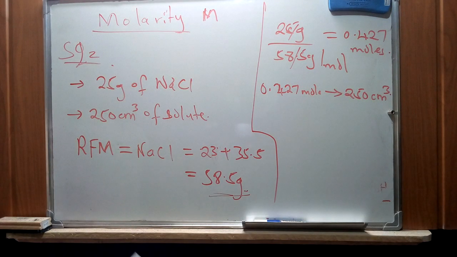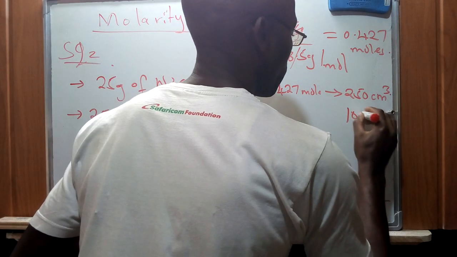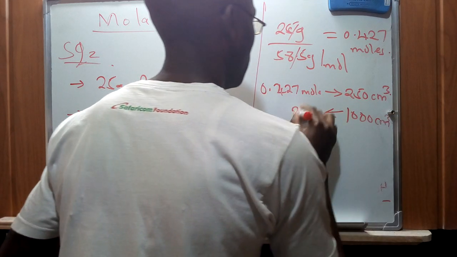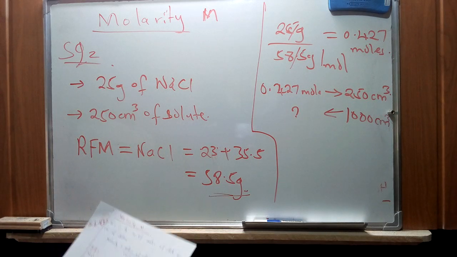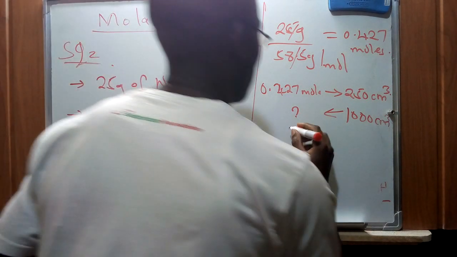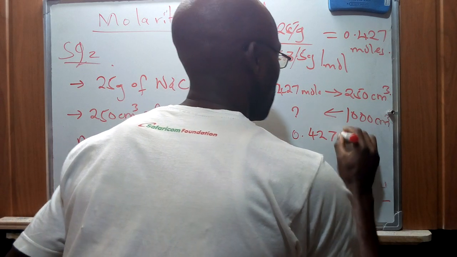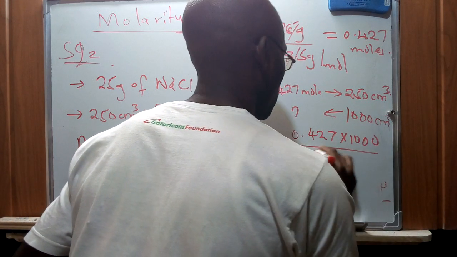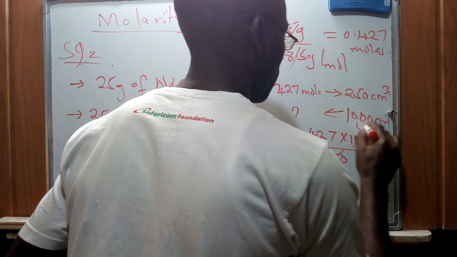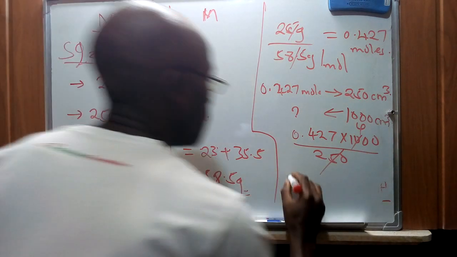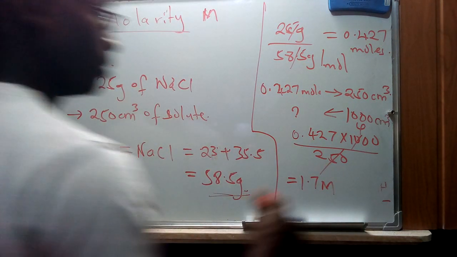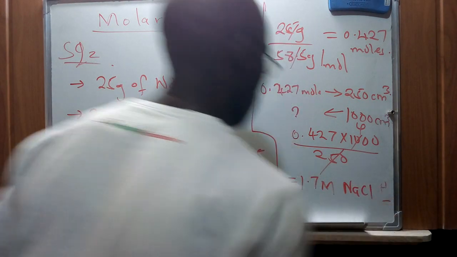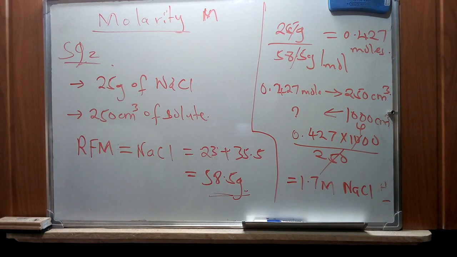So for us to find the concentration of that solution in terms of molarity, we're going to compare it with a liter of a solution. Whichever number of moles are found in a liter of a solution forms the concentration of that solution given in molarity. So we shall have 0.427 times 1000 divided by 250. So this one goes here 4 times. So we shall have 1.7 molar. That's the number of moles of sodium chloride per liter of a solution. So the concentration is given as a 1.7 molar solution of sodium chloride.